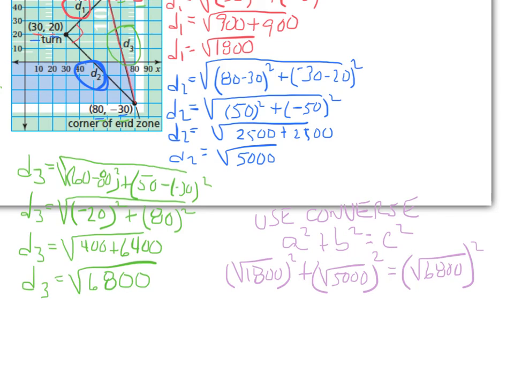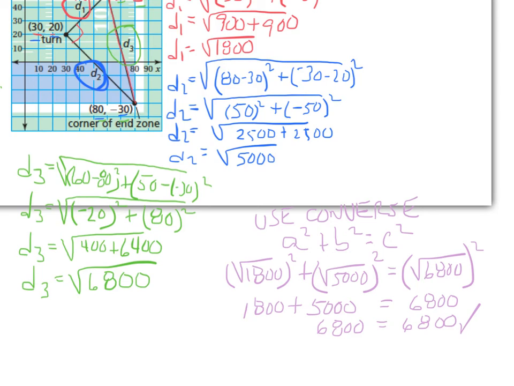Now if you remember back to squares and square roots that we talked about just recently, when I take the square root of something and then square it, the squares and the square roots undo each other. When I do the square root of 1800 and then square it, I get 1800. When I do the square root of 5000 and then square it, I get back to where I started from. And the same thing on the other side, the 6800 comes out. So if I put those together, the left equals the right.